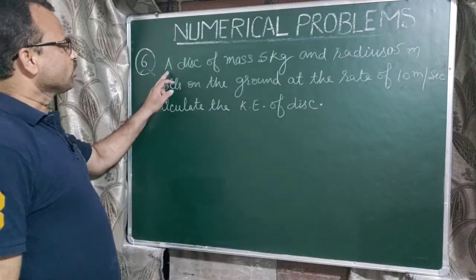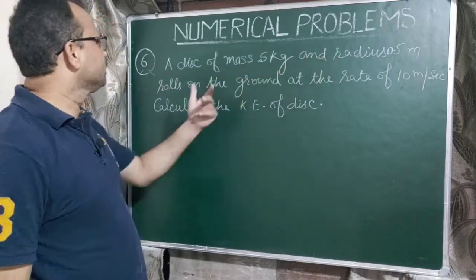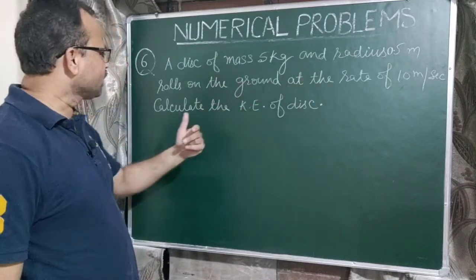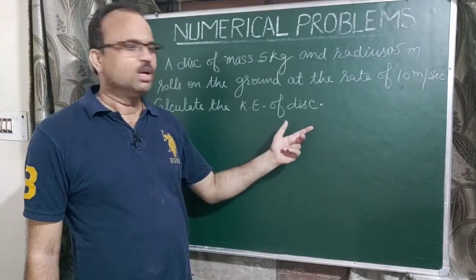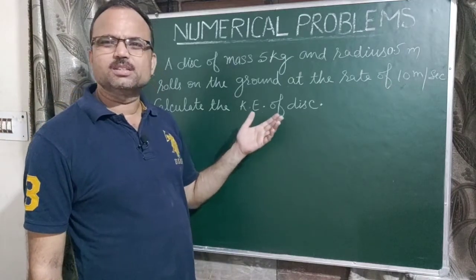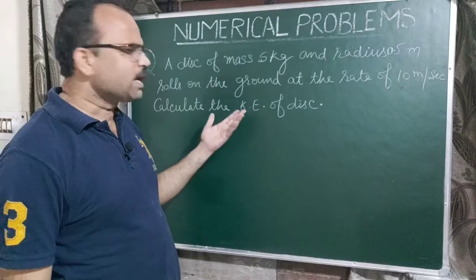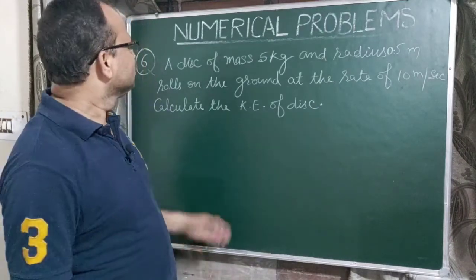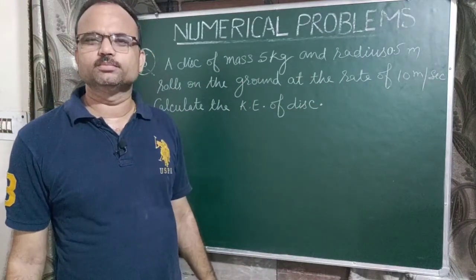One more important problem. A disc of mass 5 kg and radius 0.5 meter rolls on the ground at the rate of 10 meter per second. Calculate the kinetic energy of the disc. So you are thinking this is a very simple problem, because the kinetic energy of a body is 1/2 mv square. Mass is given, velocity is given, we can easily find the kinetic energy of the body.